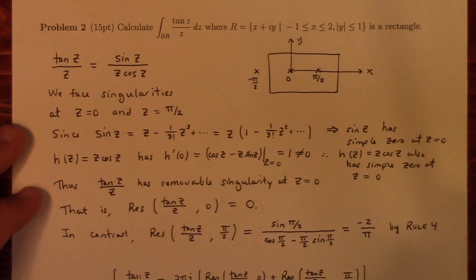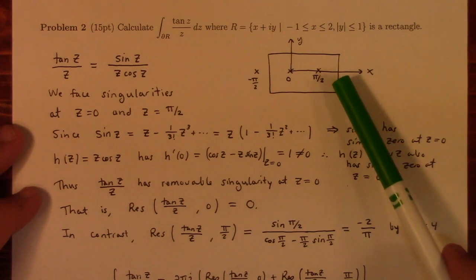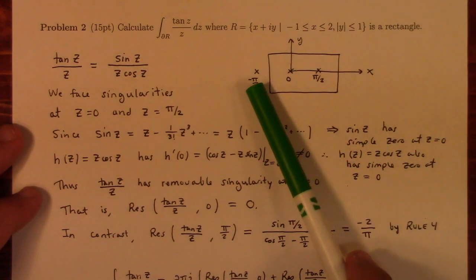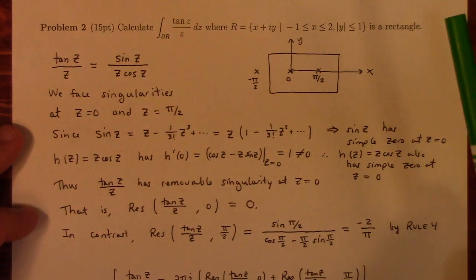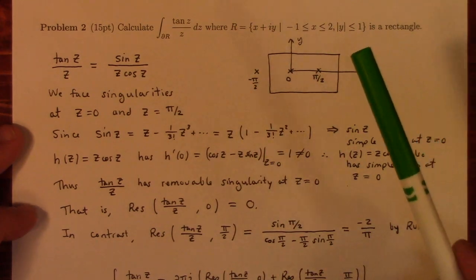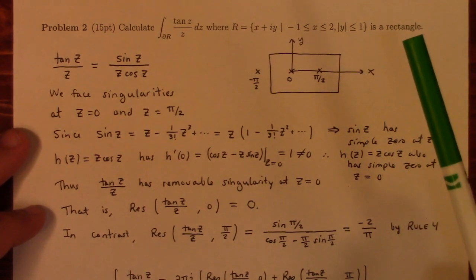The thing is, pi over 2 is about 1.57-ish, and so only one of the pi over 2's fits within the box. The other one's outside, and of course there's 0 to deal with. It's an isolated singularity. So there are 2 isolated singularities, namely 0 and pi over 2. So I've got to face those for my residue theorem.